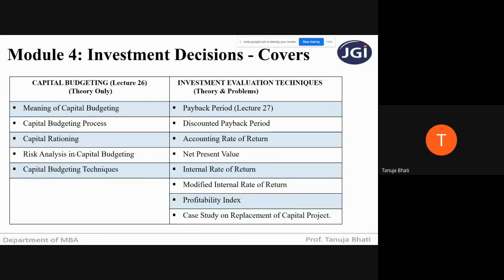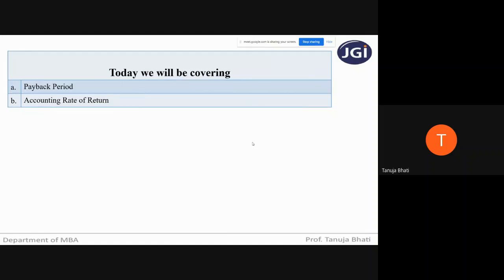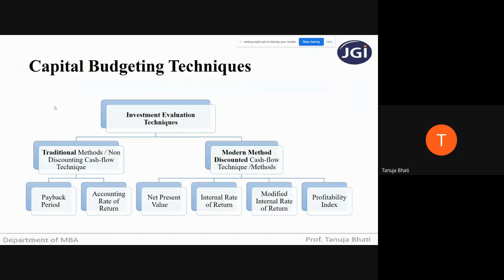So students, your portion for your second I is this theory part, the complete theory part that we have already covered in lecture number 26, under investment evaluation techniques, which is a mixture of your problems and your theory. You have payback period, discounted payback period, which is nothing but a type of payback period, and accounting rate of return. So in short, you have the traditional methods of investment techniques in your second I. So today we'll be covering payback period and accounting rate of return. That is what I showed you all. And capital budgeting techniques. Remember students, you just have traditional methods for your exam.